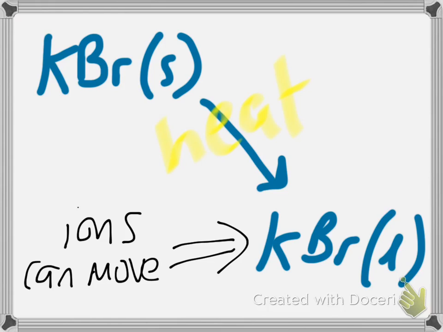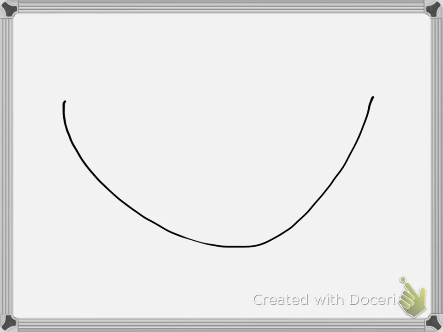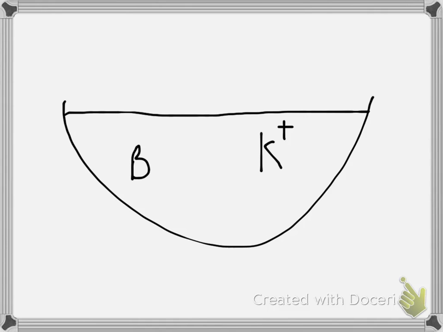If ions are able to move, then we're going to have our first stage and be able to separate the potassium bromide. Right, now what we can imagine is if we've melted our substance, we can imagine that in this basin is our potassium bromide. It's a liquid like this, and what we're going to have is lots and lots of potassium ions, K+, and lots and lots of bromide ions, Br-.